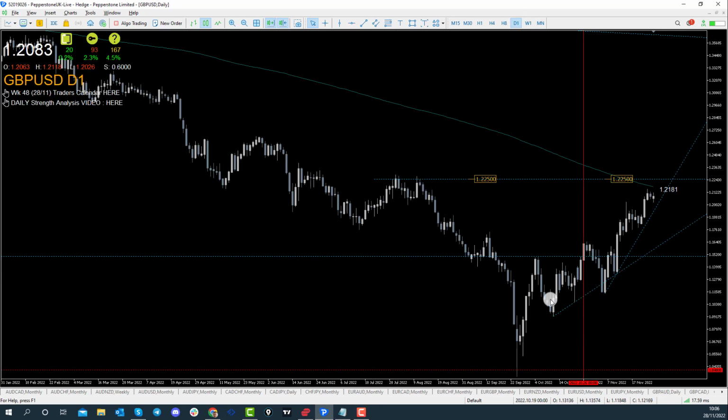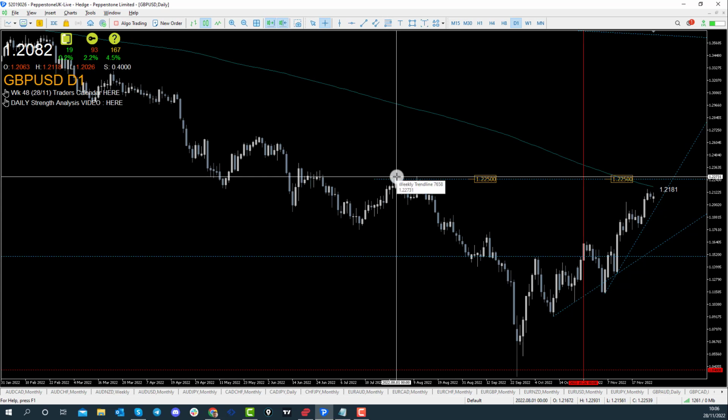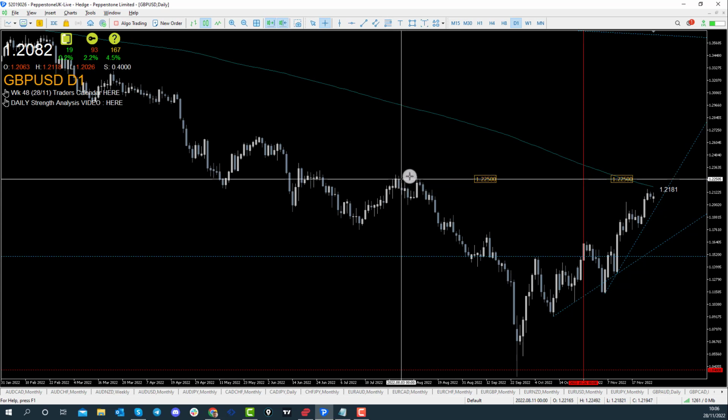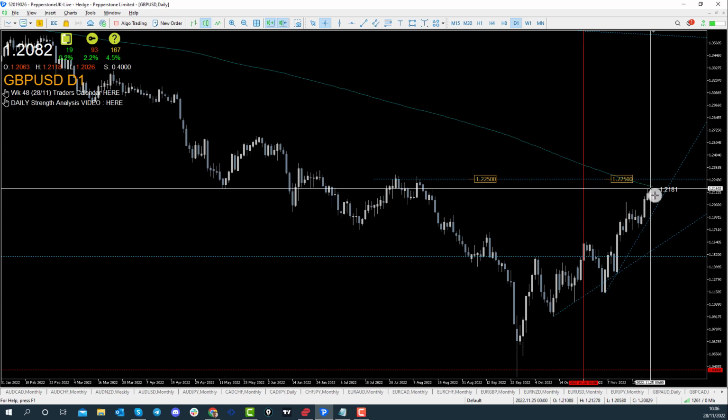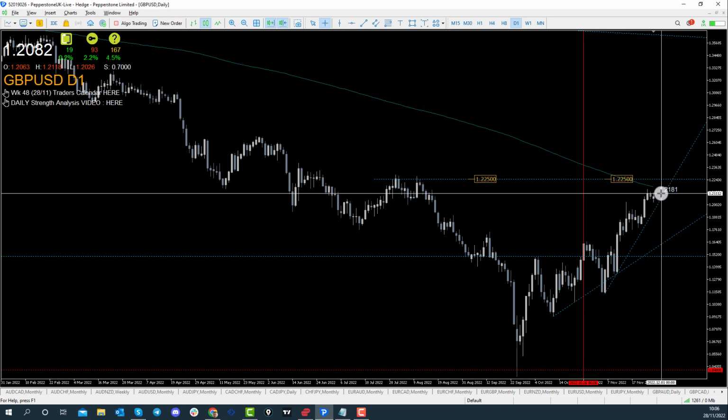If I go through on the daily, you can see that price is making higher highs and higher lows, but we're approaching a key area of resistance now. So we've got the 1.2250 handle, which are these previous highs that formed back in August 2022. So those highs there could be something that price may want to target going forward.